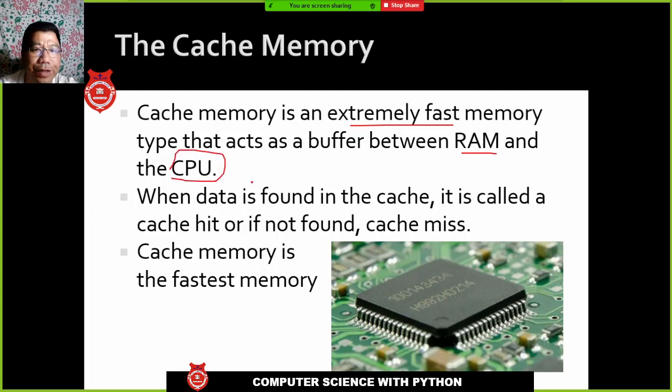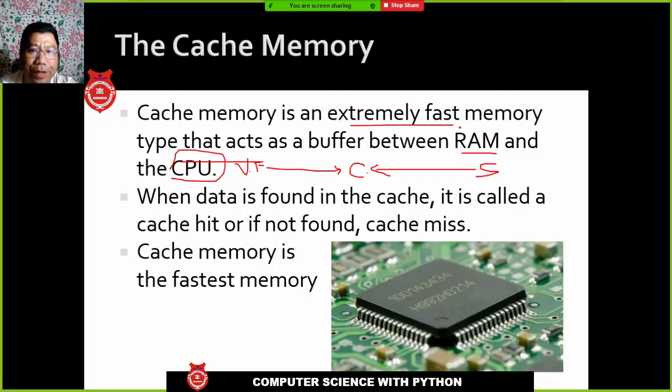Why do we need cache memory? Cache memory is very useful because the CPU is very fast and RAM is a little bit slow. If the CPU tries to access data from the random access memory, the speed will be a little bit slower. Therefore, we have cache memory, which is fast enough, slower than the CPU, but faster than the random access memory. So the speed of the computer can be increased using cache memory.